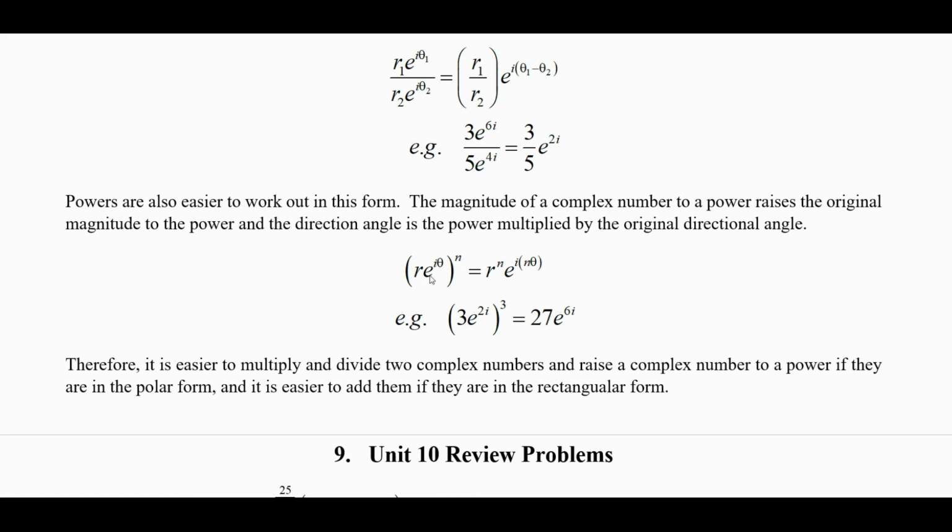And powers are also easier to work out in this form. If you have r e to the i theta and raise it to some n power, that's just r to the n times e to the i n theta. I'm thinking of n here as a real number, so this is going to work out and still be in that same form. So 3 e to the 2i cubed would be 3 to the third, which is 27, and then you multiply the powers here and get e to the 6i. So it's really pretty easy to multiply and divide two complex numbers or raise a complex number to a real number power if they're in polar form, although it's easier to add them in the rectangular form.